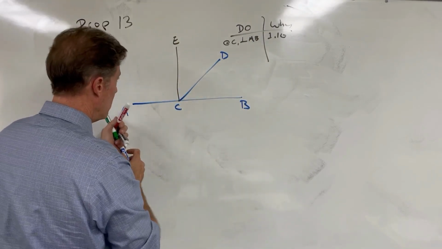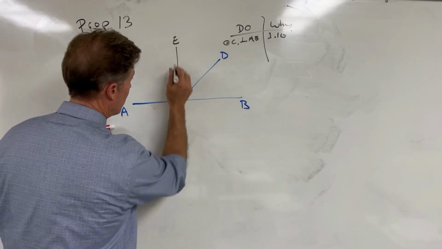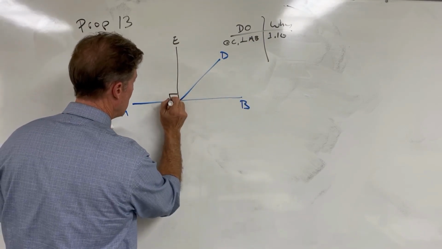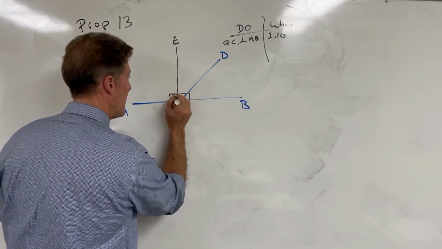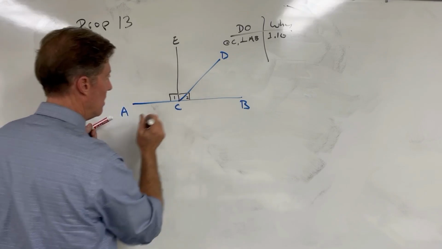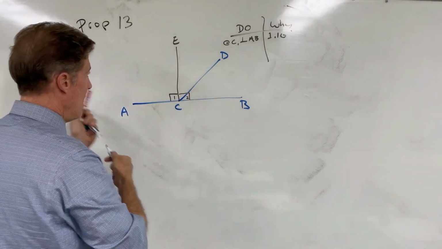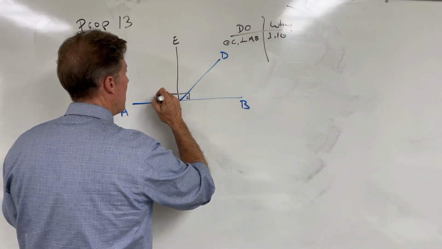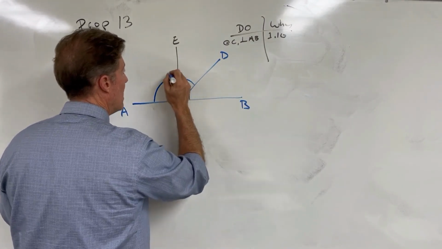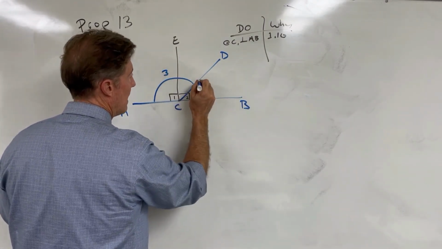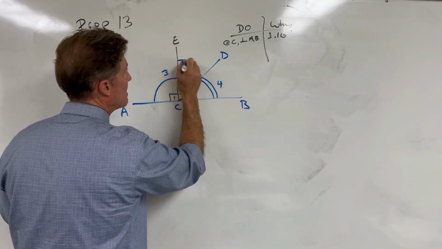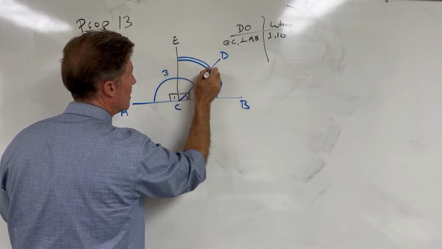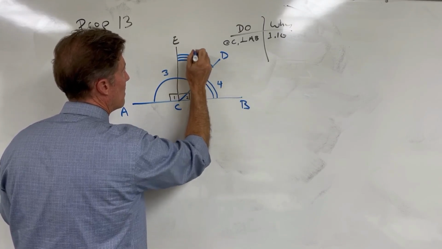Well, we know that if this is a perpendicular, we have a right angle here and a right angle here. And I'm going to label this first right angle 1 and the second right angle 2. Now I want to label some other angles here. I want to label this angle here, angle 3, and this angle here, angle 4, and this angle here, angle 5.